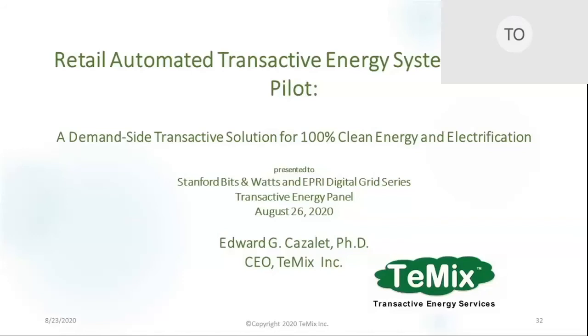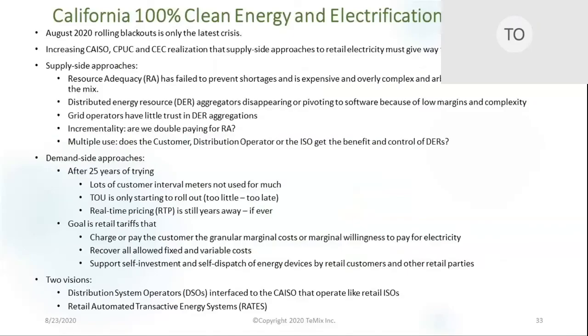So everybody's aware of the rolling blackouts just last week in California. And that's only the latest of a series of crises in California that call into question how we design our markets. It goes back to the design of the markets back in 1990 and 1995, which led to the first energy crisis and various crises along the way.